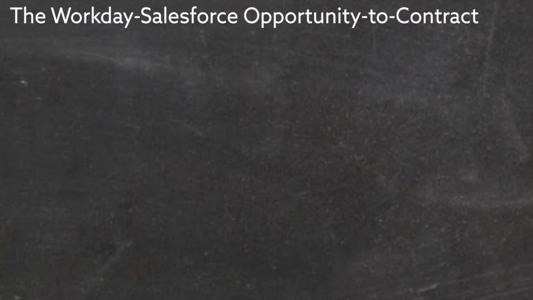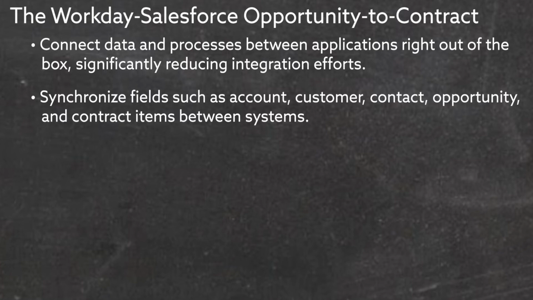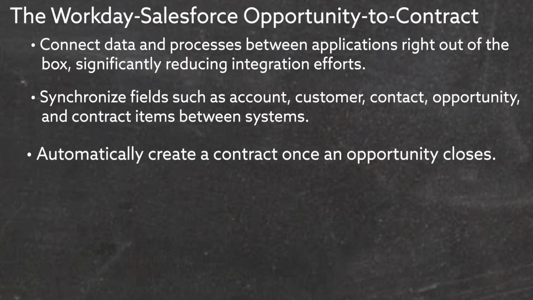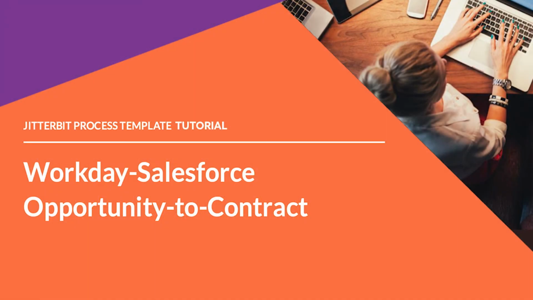The Workday-Salesforce Opportunity to Contract process template connects data and processes between applications right out of the box, significantly reducing integration efforts. Synchronized fields such as account, customer, contact, opportunity, and contract items between systems automatically create a contract once an opportunity closes. Connect your CRM and ERP systems quickly and easily with reusable integrations that speed implementation and streamline business processes. With all that out of the way, I'm going to quickly show you how to set it up.